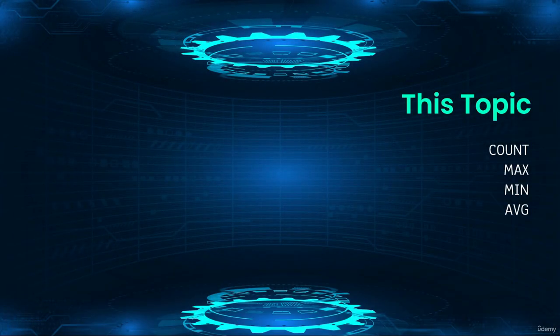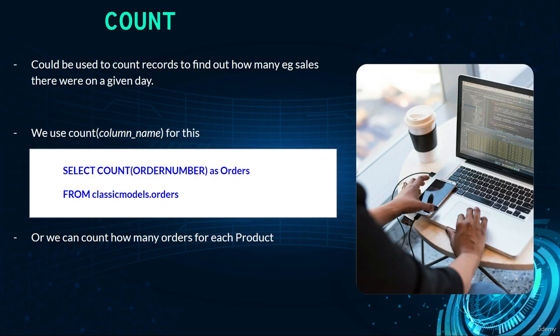Hi everyone, so now we're going to look at 4 more aggregate functions: count, max, min, and average. So let's look at count first. Rather than summing a column, we may want to count how many records there are.